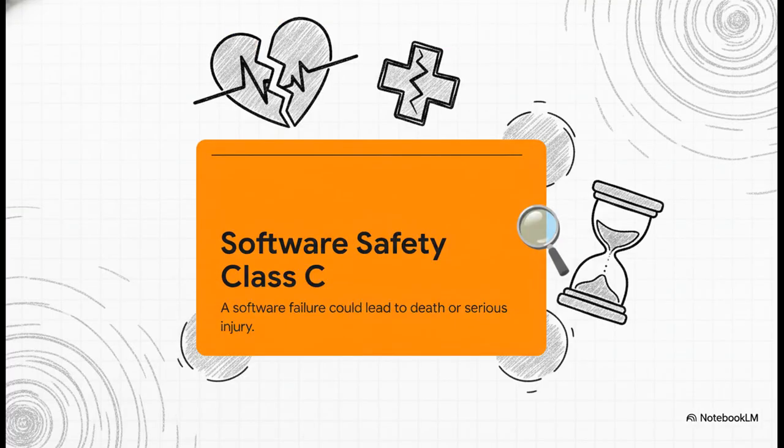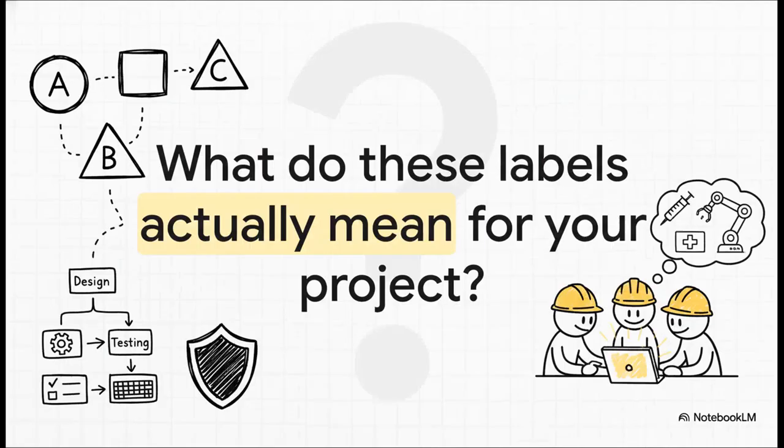And then there's Class C. This is the big one. This is the highest, most critical category. This classification is only for software where a failure could actually lead to death or a really serious life-threatening injury. You can bet the stakes are at their absolute highest here. Okay, A, B, C. Got it. But what does that actually mean for the people writing the code? For the project manager trying to build a schedule? How do these letters actually change what a software team does day in and day out?